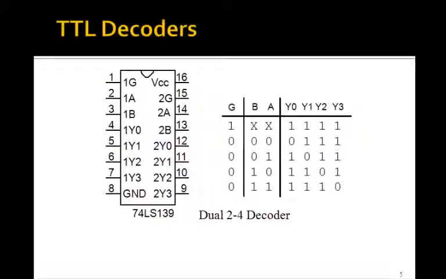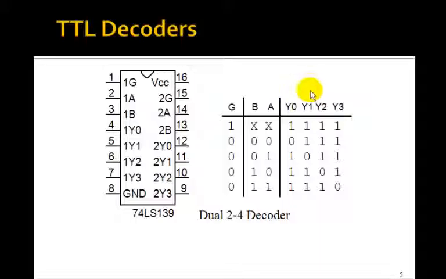Here's an example of a TTL decoder. This is one of the old 74139s. It's a dual 2 to 4 decoder, and it has an enable signal G. In this case, the outputs are active low, depending upon the inputs B and A, but G has to also be low to enable it. If G is 1, then it's disabled, all the outputs are 1.